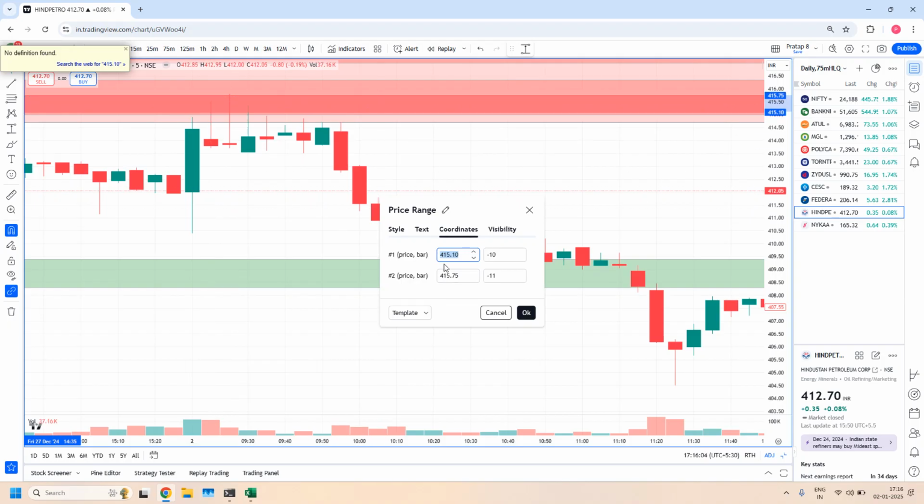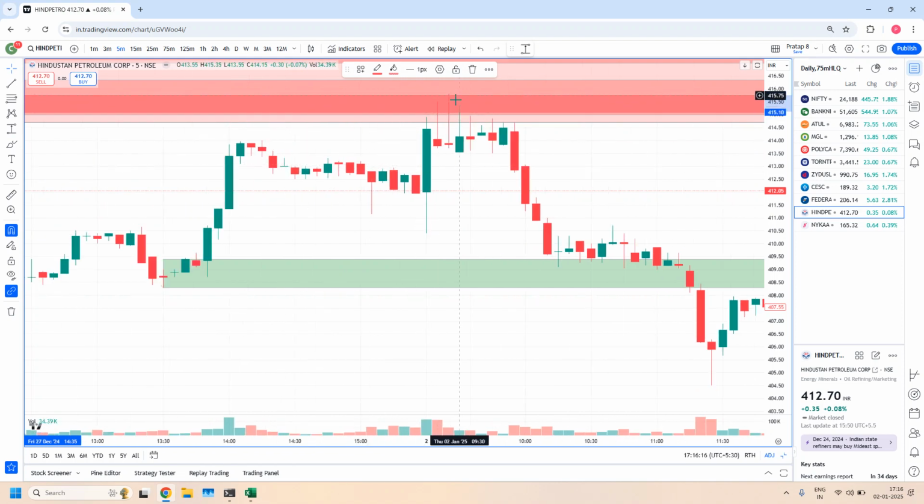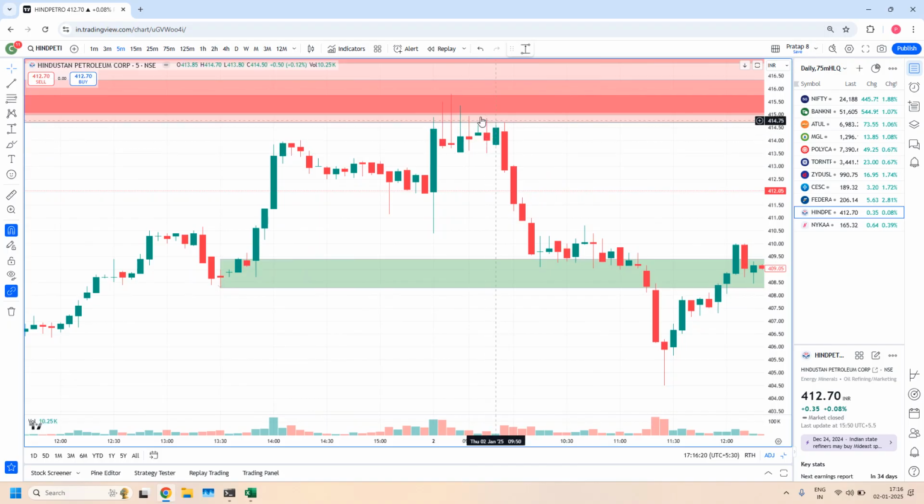What is the high of this zone? 415.75. What is the high of this candle? 415.80. That means 5 paisa pierced. But anyway, it is within our stop buffer. And after that, probably the supply completely consumed the demand and there is no more demand. See, then sharply prices came down up to this 15 minutes target zone.